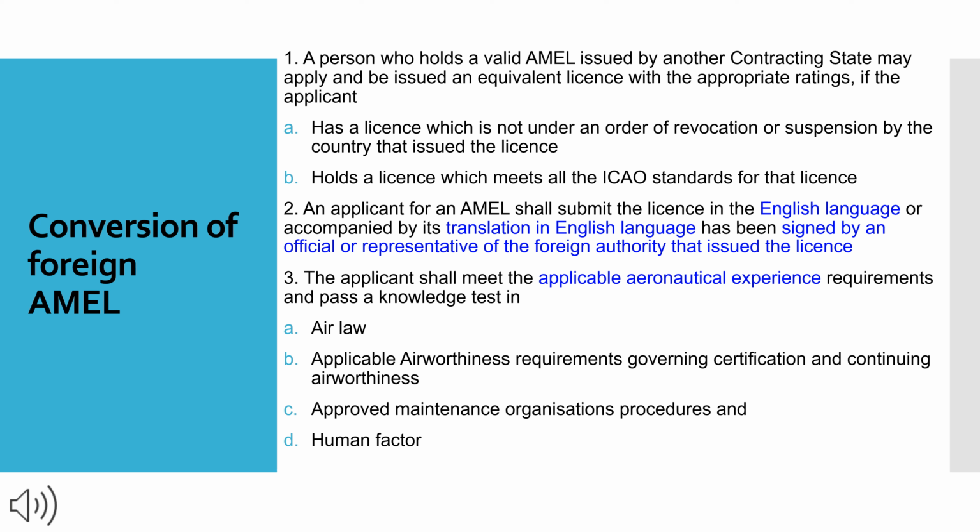An applicant for an aircraft maintenance engineer license shall submit the license in the English language or accompanied by its translation in English language, and be signed by an official or representative of the foreign authority that issued the license. Also, the applicant shall meet the applicable aeronautical experience requirements and pass the knowledge test in the following: air law, applicable airworthiness requirements governing certification and continuing airworthiness, approved maintenance organization procedures, and human factors.